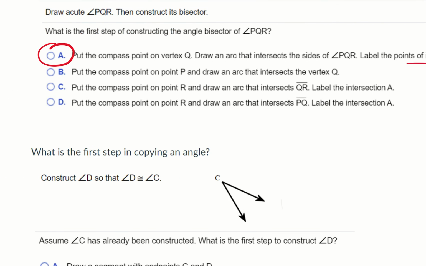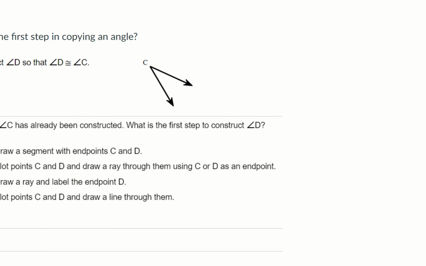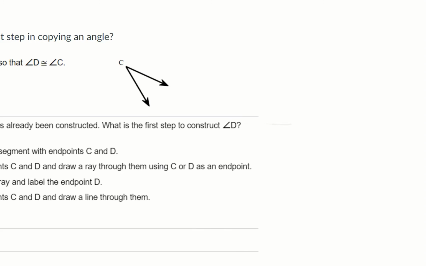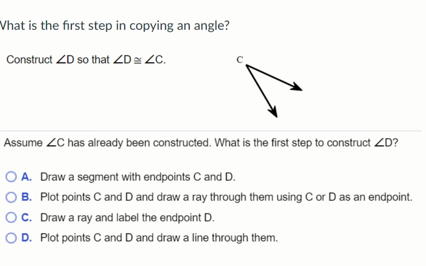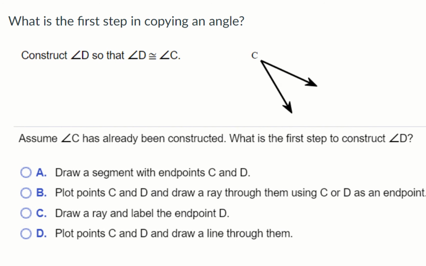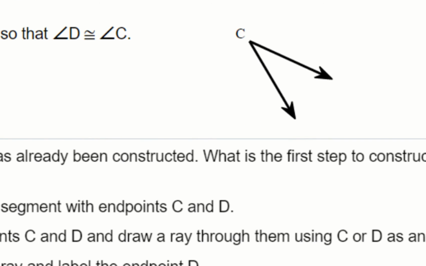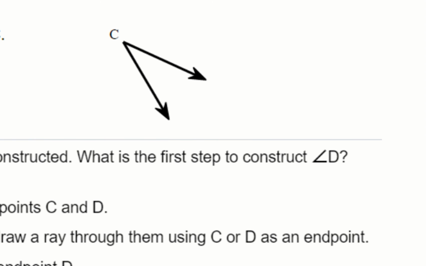All right, what is the first step in copying an angle? If you wanted to copy an angle, remember that if you have an angle, let's say like this. Okay, so let's go over the steps so you can refresh your memory. The first thing you would normally do is use a straight edge.